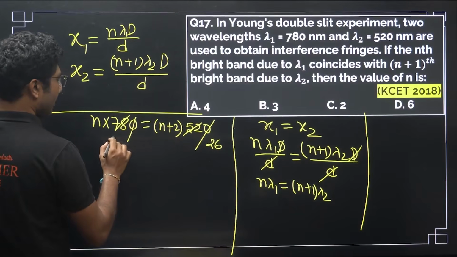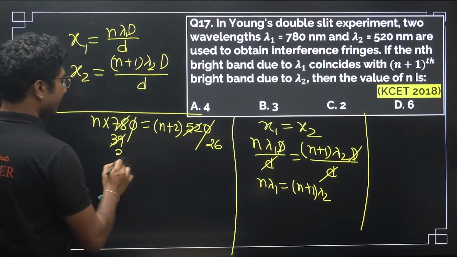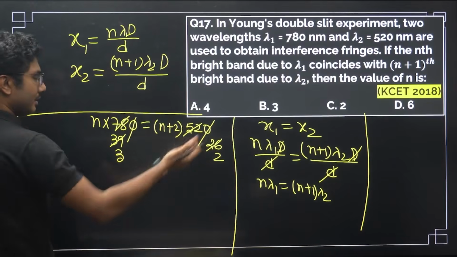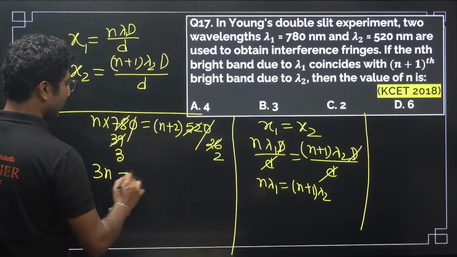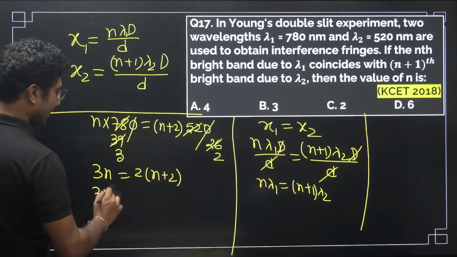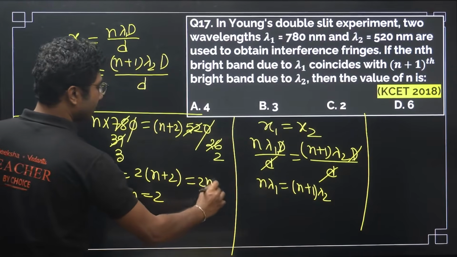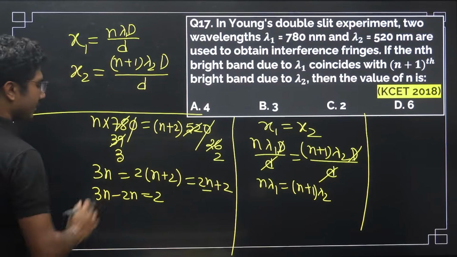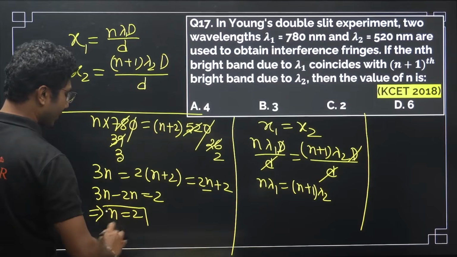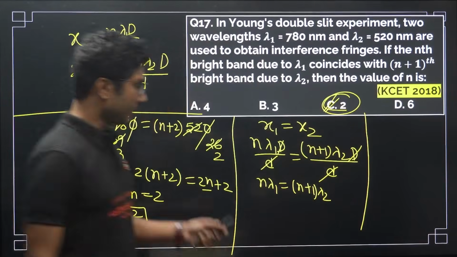39s are 78. So it will be 3 13s are 39, 2 13s are 26. So 13 cancels. So you get 3n equals 2 into n plus 1, so just break this out, 2n plus 2, and bring this 2n to the left hand side, so 3n minus 2n equals 2. From there you get n equals 2. So the value of n must be equal to 2. So the correct answer is option C.